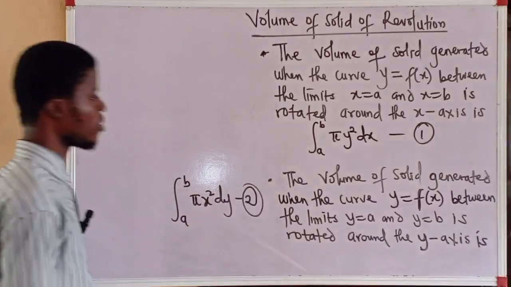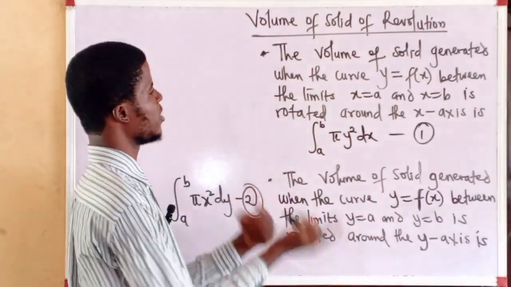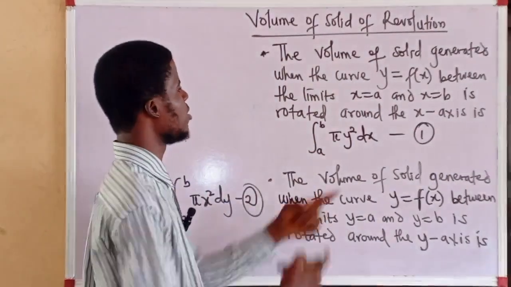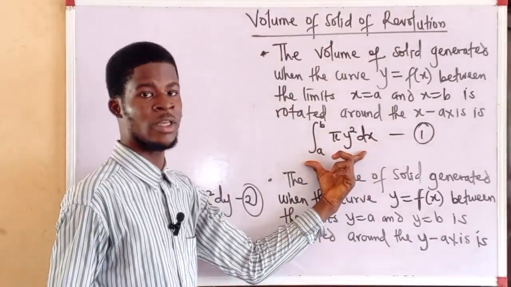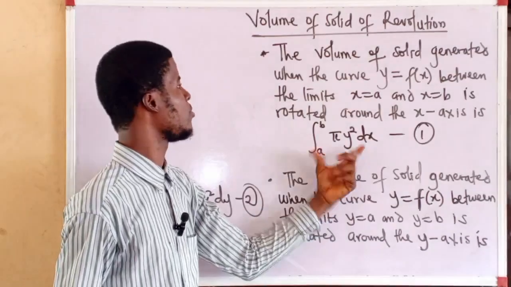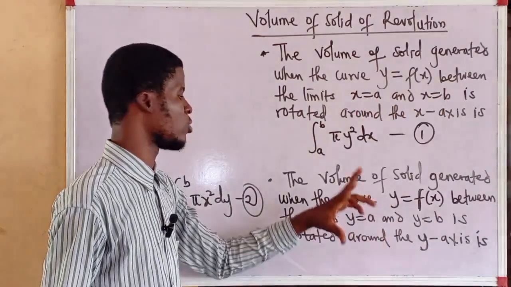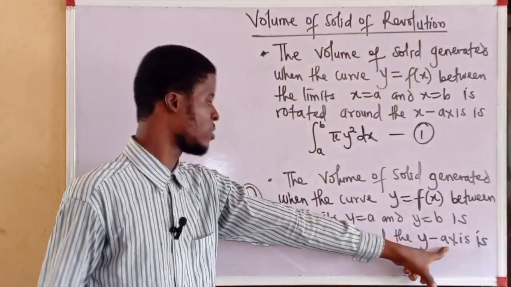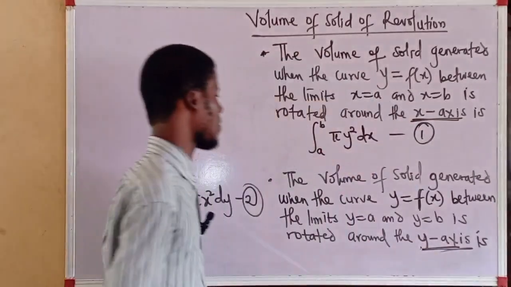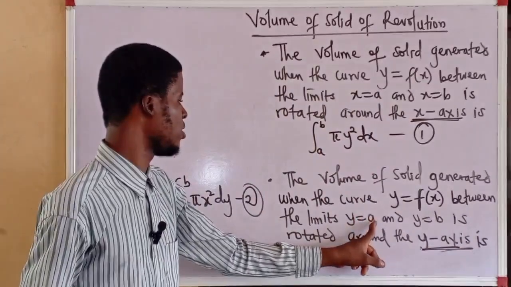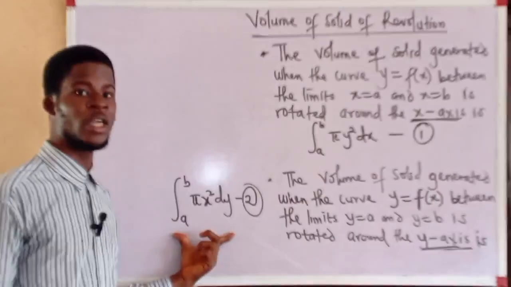Equation 2. So when the curve is rotated around the x-axis, this is the formula for the volume of solid generated, between the limits x equal to a, x equal to b. And when the curve is rotated around the y-axis, this is for x-axis and this is for y-axis. The limit being y equal to a, y equal to b. This is the formula for the volume of solid generated.